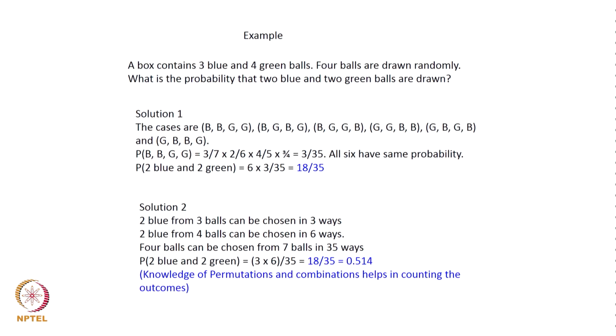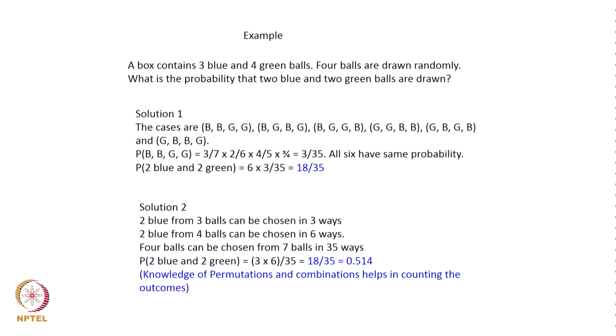So, the answer is 6 times 3 by 35, which is 18 by 35, which is 0.514. Now, we do this in another way. So, 2 blue balls from 3 balls can be chosen in 3C2, which is 3 ways. 2 blue balls from 4 balls can be chosen in 4C2, which is 6 ways.